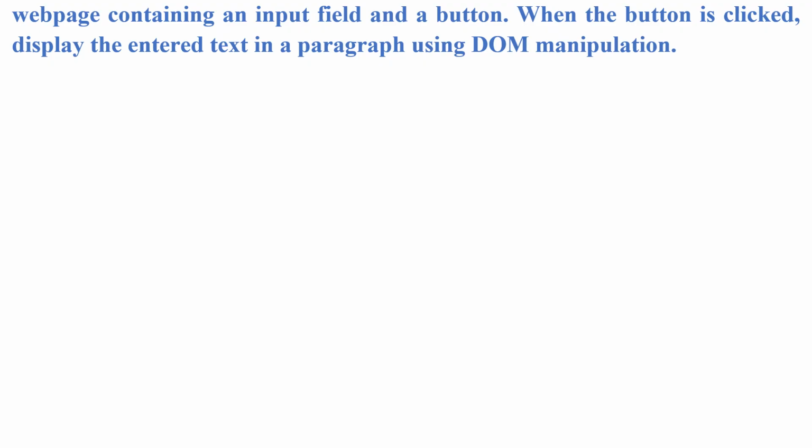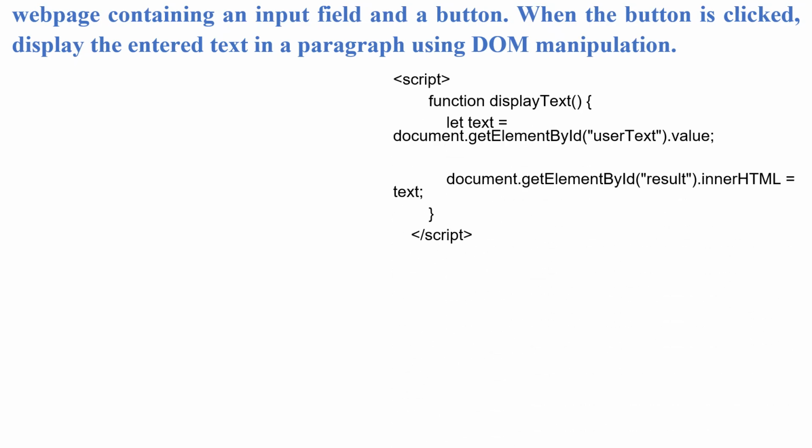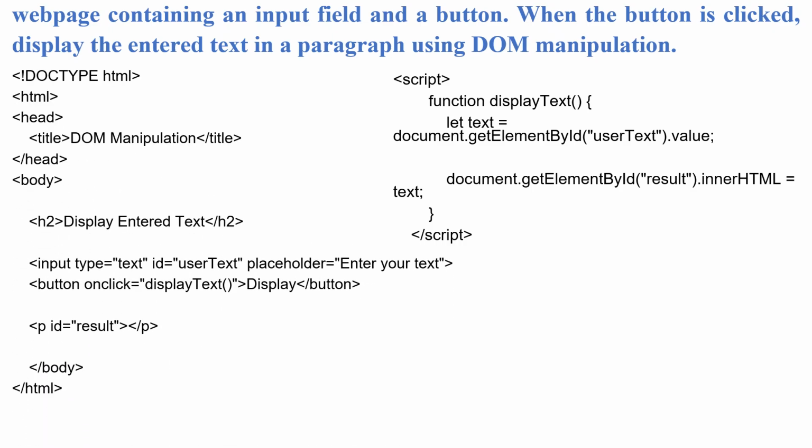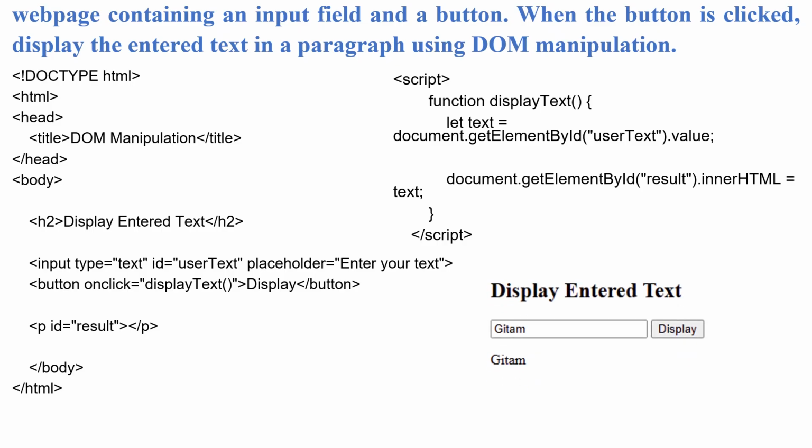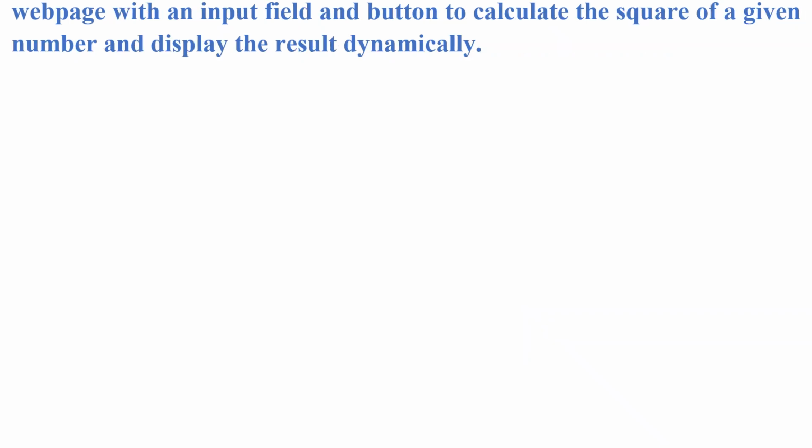The next is a web page containing an input field and a button. It is clearly mentioned that the input field and the button should be there. When we click on this button, it displays the entered text in a paragraph. Let's see here, display the text. Whatever you enter in the text field will be assigned here and displayed in the result section. The input type can be any value we are entering. Once we click, whatever value you entered within the field will be displayed here.